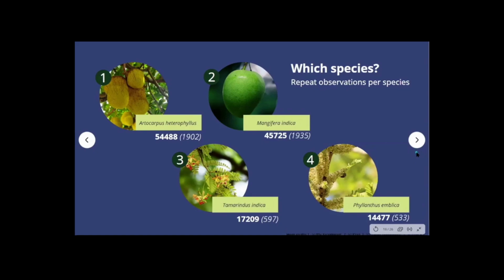Now let's look at the data that's coming into Season Watch. Which are the species that are most observed by our season watchers? These are the top 4 species that are loved and most observed. First is jackfruit with more than 50,000 observations. Then is mango, more than 45,000 observations, followed by tamarind and amla. Now you'll also notice that all these 4 trees are beloved fruiting trees, and therefore it's no surprise why people are going out and watching so many of these trees.